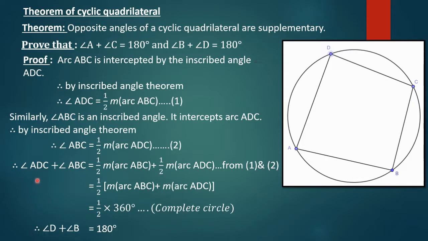Therefore, we can say that angle D plus angle B is 180 degrees. Similarly, we can prove that angle A plus angle C is equal to 180 degrees. Hence, the opposite angles of a cyclic quadrilateral are supplementary.